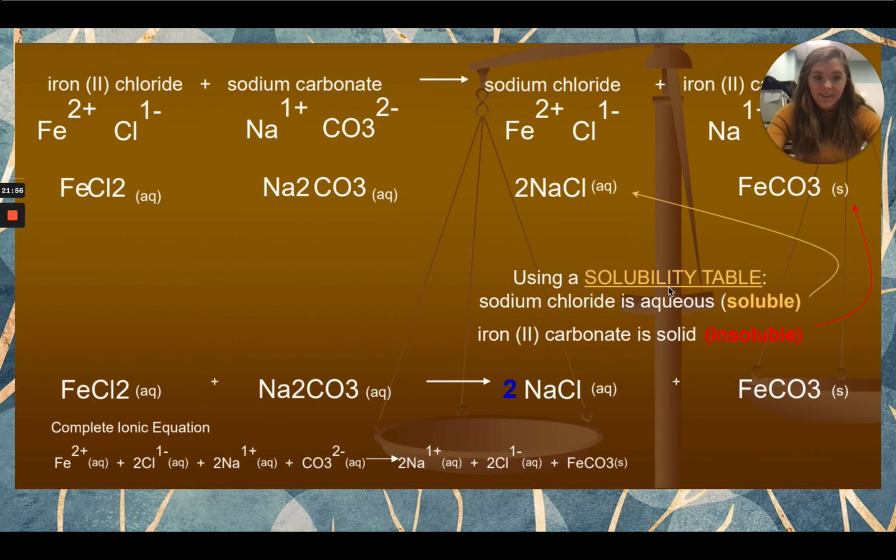Once you balance, that's when you're going to visit your solubility table. So you need to figure out if something is soluble or insoluble. So is it aqueous? Is it going to be able to be dissolved in water, or is it going to be a solid? So we hopefully learned that NaCl is aqueous, and FeCO3, iron carbonate, was a solid.